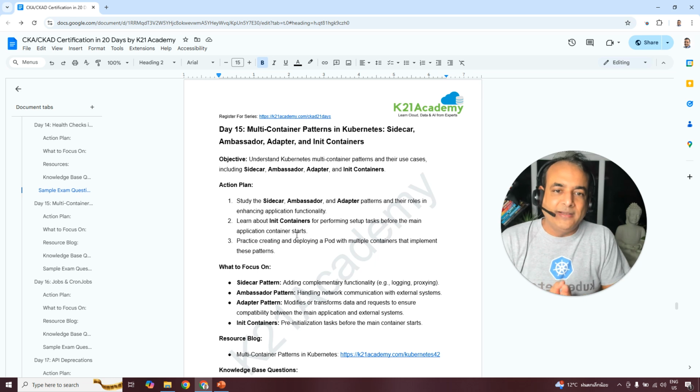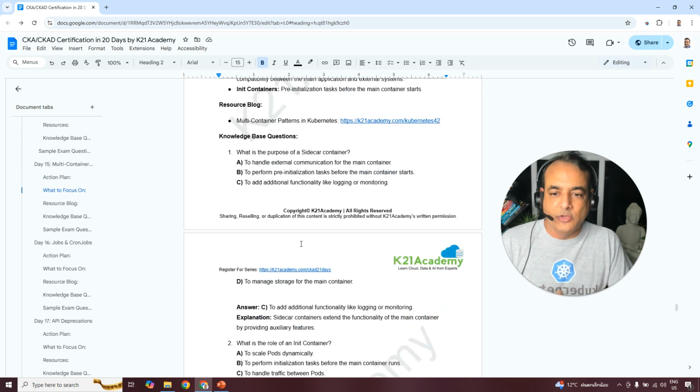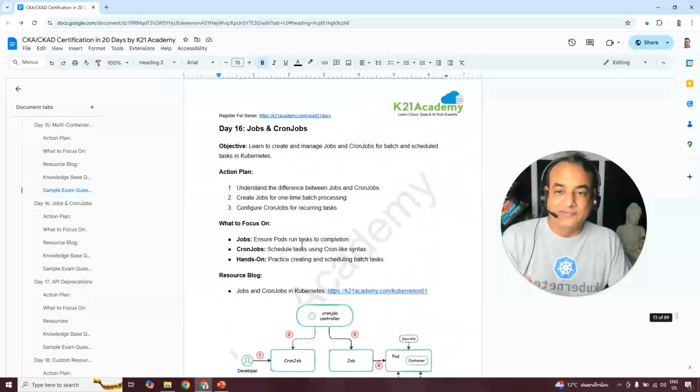So this is where we have patterns: sidecar pattern, ambassador pattern, adapter, and initializer or init containers, which you'll be learning on day 15. So quite extensive. Day 16 is going to be about jobs and cron jobs.